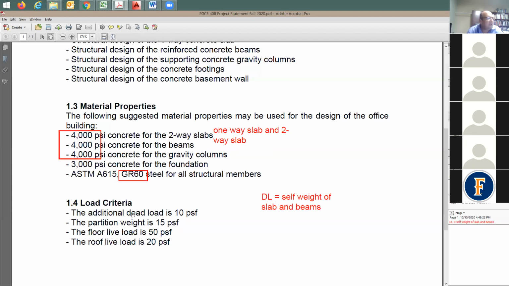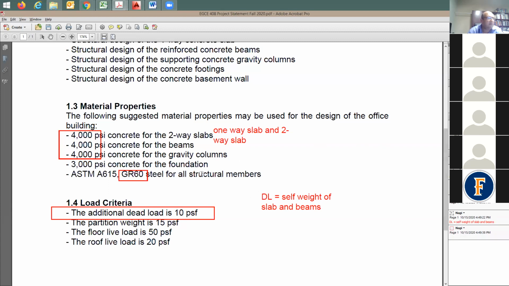Plus what? Plus additional dead load. What is that for? You can say this is going to be for the flooring, for the ceiling below the floor, for mechanical ducts, light fixtures, and so forth, right? So you're going to have all of that. It's going to be an additional 10 psf. So in order for you to find the dead load, it's going to be equal to self weight of slab and beam, and then you add to it. We call this additional dead load.